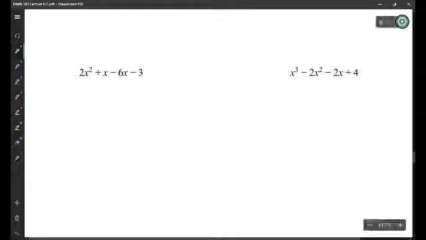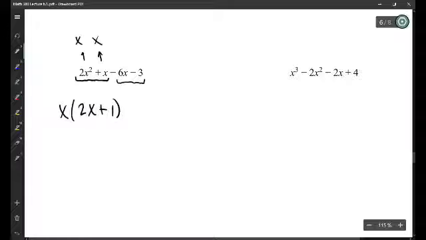Here we have two groups we can form. From the first group, we can factor out an x, and we would have x times 2x plus 1. Looking at the next two terms, notice that the first term starts with a negative. When that's the case, you want to factor out a negative GCF.